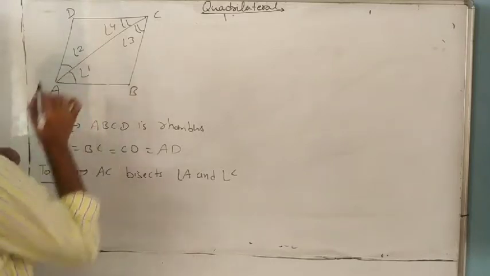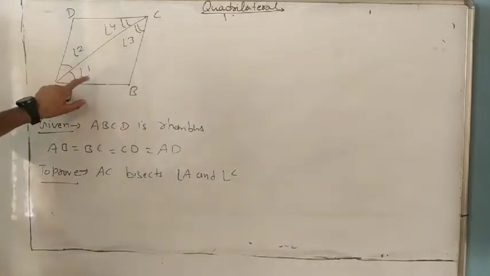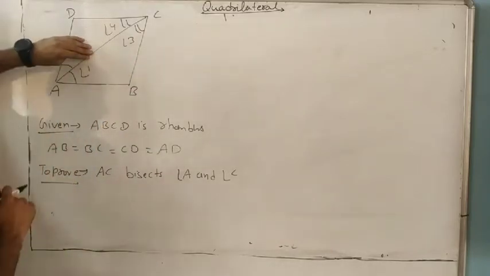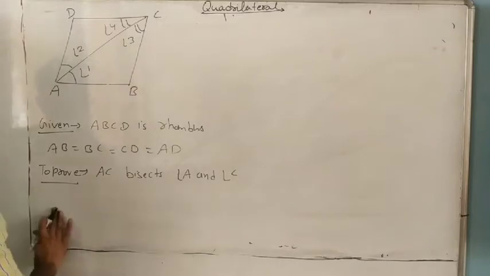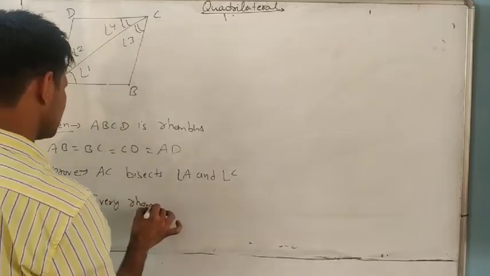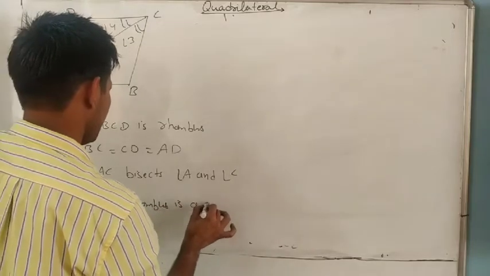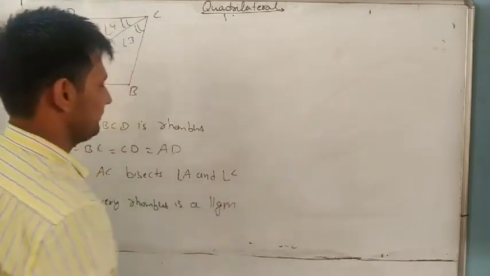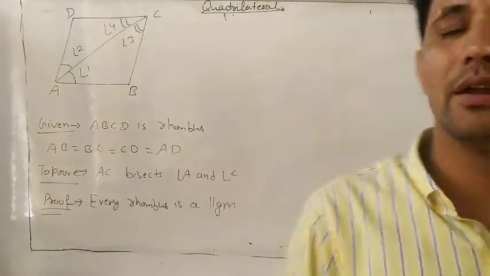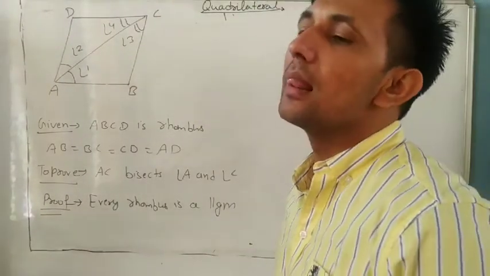A rhombus is always a parallelogram. So we want to prove that angle 1 equals angle 2. But we know angle 1 equals angle 4. Yes? So you will write the proof. First we will write: every rhombus is a parallelogram. Okay.